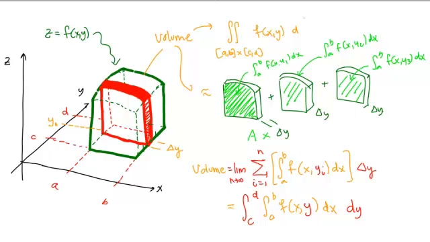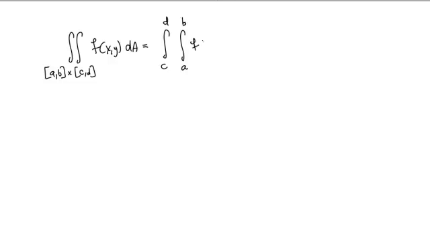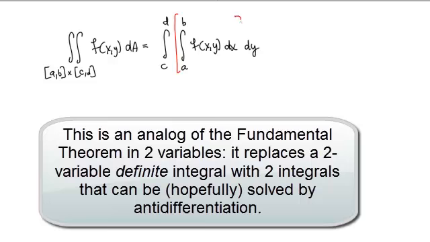Let me summarize that. We've just shown that the double integral over a rectangle of the form AB cross CD of some function f of x, y, dA can be thought of as taking the integral from c to d of the integral from a to b of f of x, y, dx, dy. This is sometimes called an iterated integral, because what we're doing is we're first working out an integral with respect to x, that was the area of each of those wafers, and then we're going to work out an integral with respect to y. We're going to stack up those wafers.